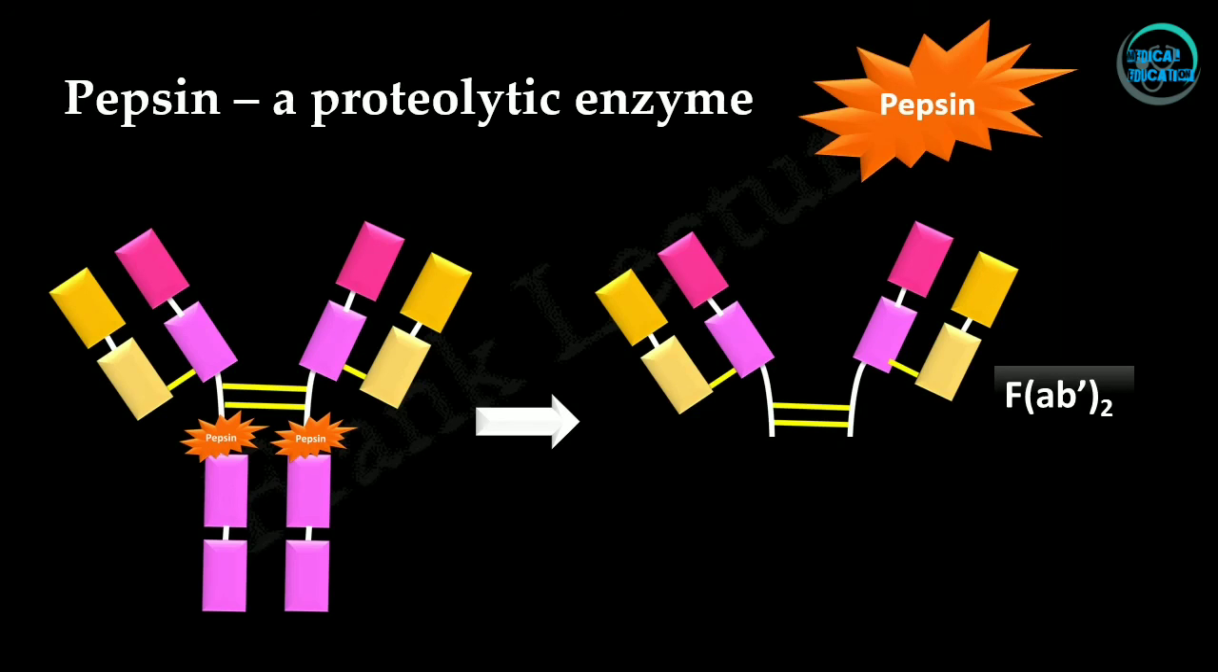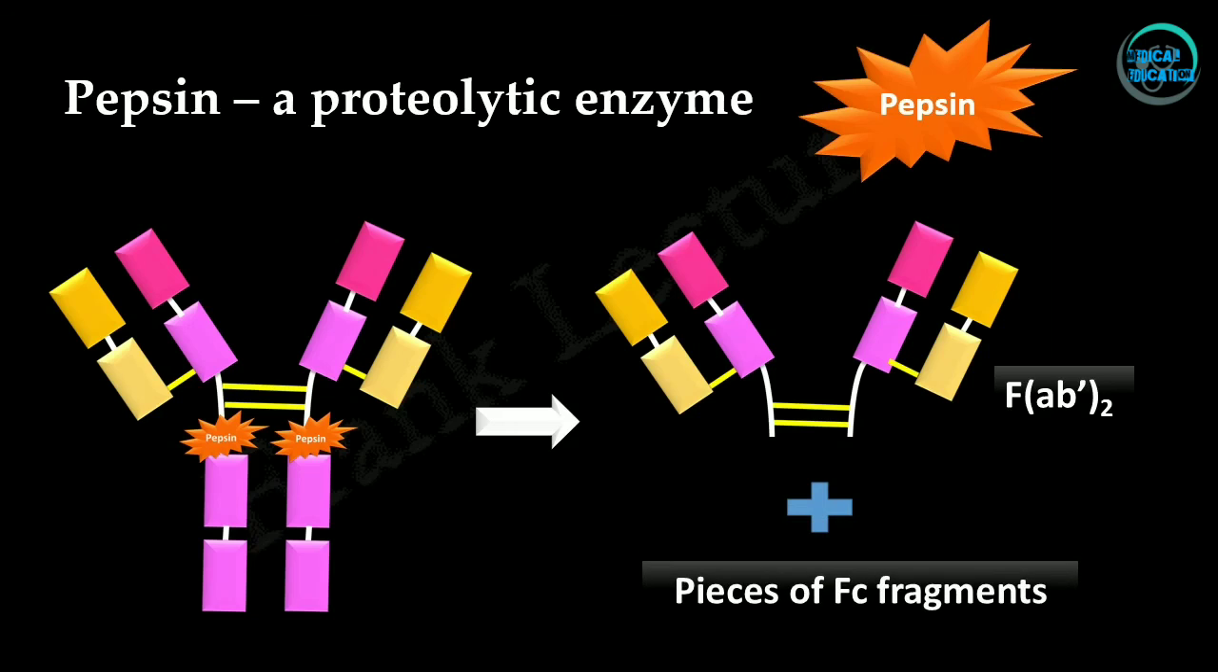Now, here you know F stands for fragment and ab stands for antigen binding. The prime symbol here represents variation in the structure of this fragment as it contains a few more amino acids than the Fab fragment. The number 2 here represents that two such fragments are linked to each other. This fragment has same antigen binding ability as the original antibody molecule. The remaining part of antibody is cleaved by pepsin into several small fragments.